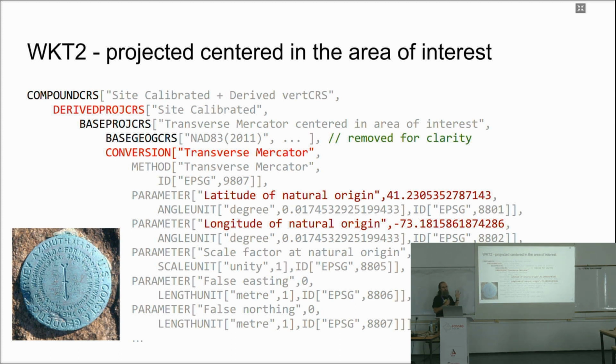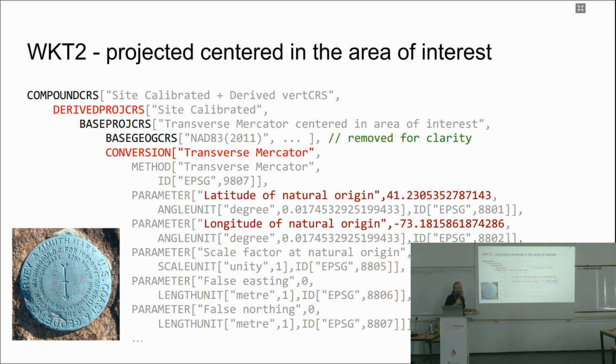Let me show you an example of a WKT2. It can be very verbose, so please don't pay so much attention to the gray text. Just look only at the colored words. So the first thing we have is a compound CRS. This example is splitting horizontal and vertical, and for that we need a compound CRS to define first the horizontal part and then the vertical. And the first entry is this derived projected CRS.